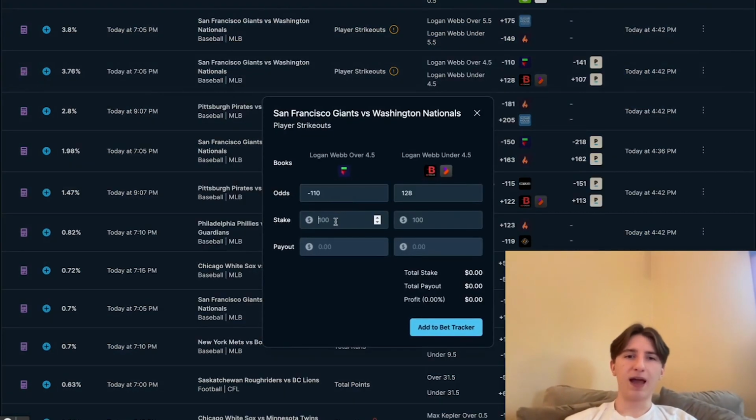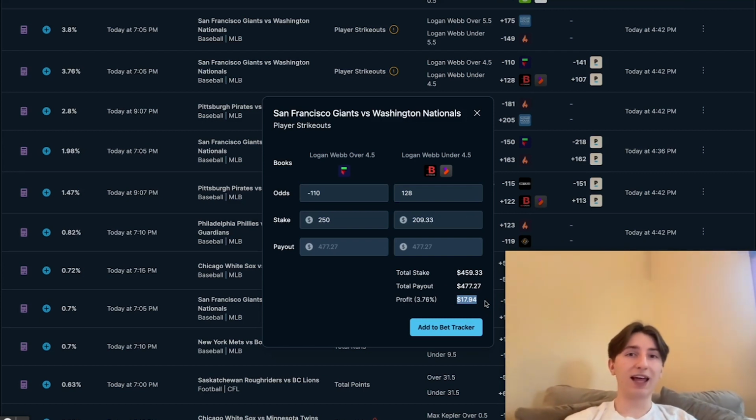For example, the max you can bet on Fliff is $250. So imagine you bet $250 on Fliff for Logan Webb to go over 4.5, then you'd be recommended to bet $209.33 on him to go under 4.5, and you'd walk away with $18 guaranteed risk-free profit.